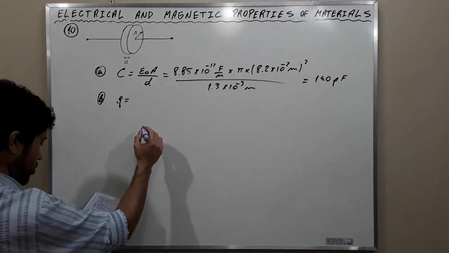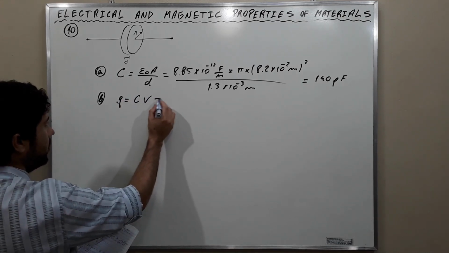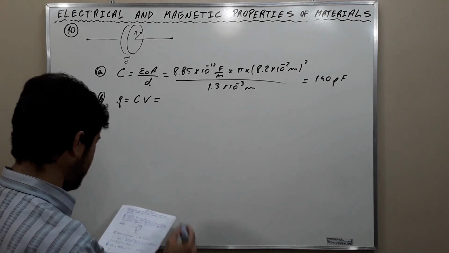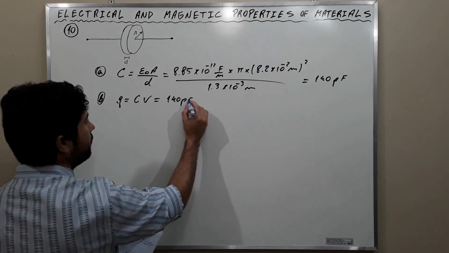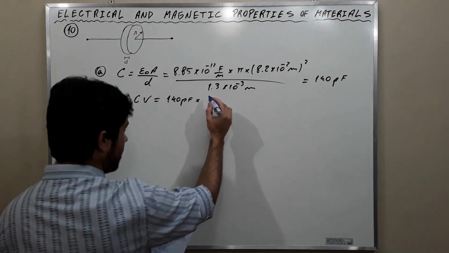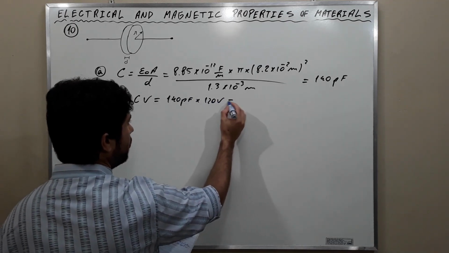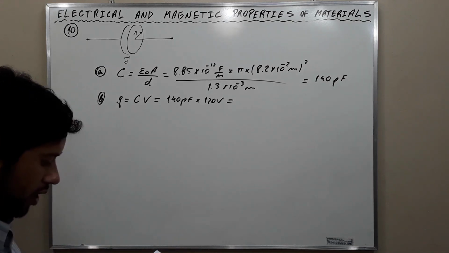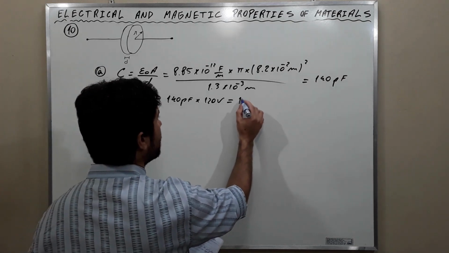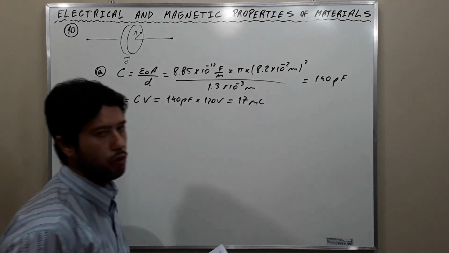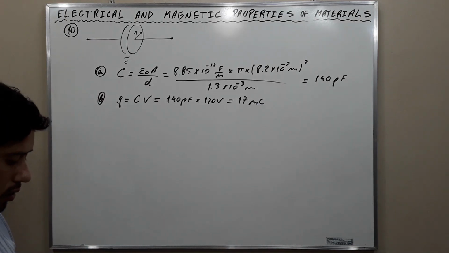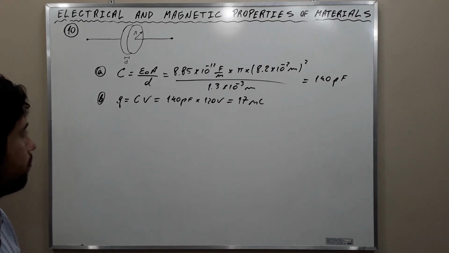Now in letter B, we want to apply voltage of 120 volts, okay, to measure the charge. Q is equal to CV, which is going to be equal to 140 picofarad times 120 volts, and we find a charge of 17 nanocoulombs on the plates of the capacitor.